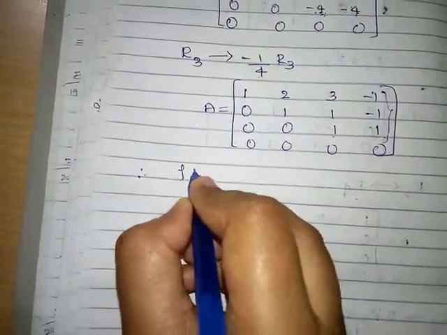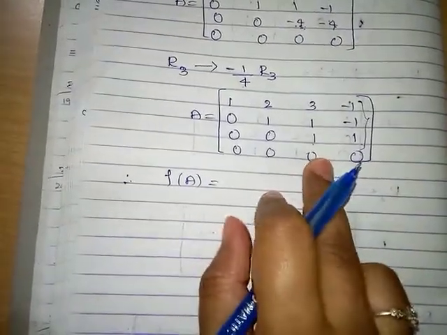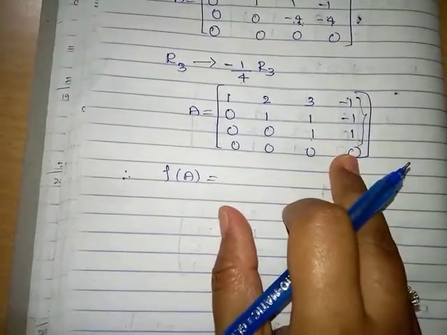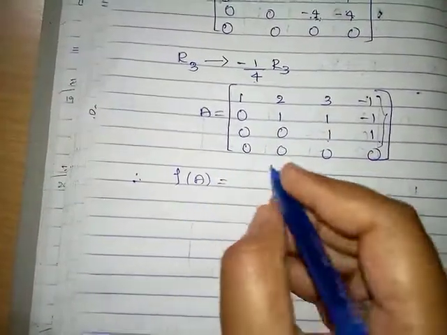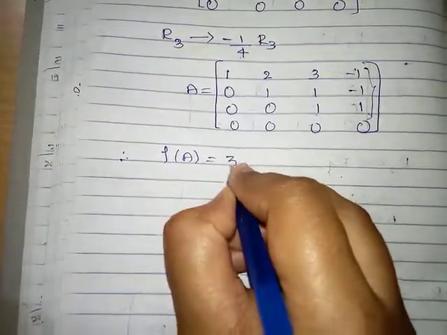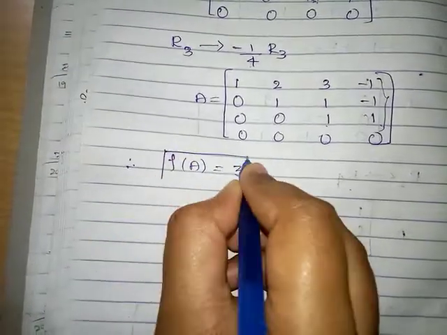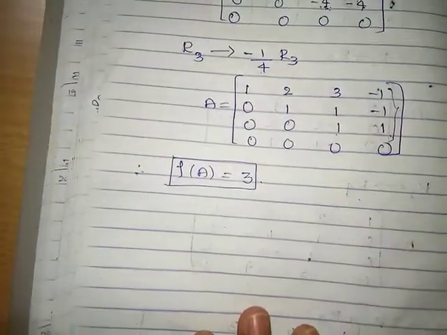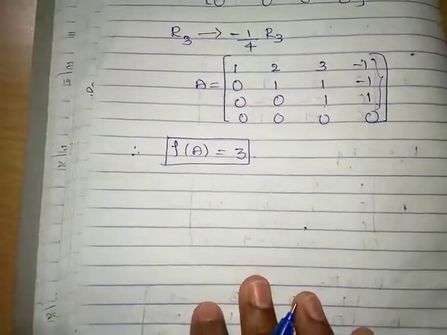It is not necessary to write that sentence; you just have to identify how many non-zero rows there are, then write that the rank of this matrix is equal to 3. Like this, you have to simplify the examples.